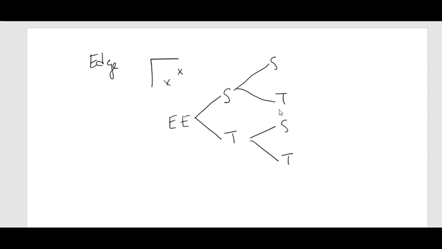Now when you're reading a tree diagram, you just go along your branches. So we're going to have EESS. Then here we're going to have EEST. Then EETS and EETT.